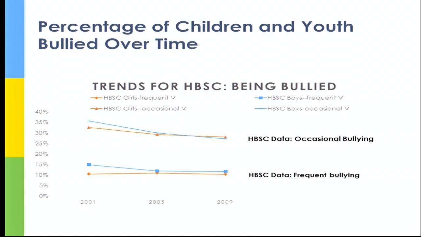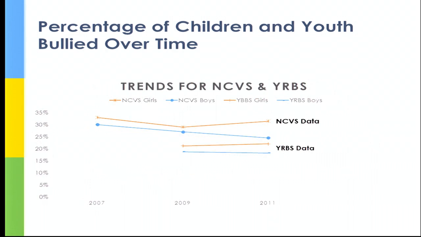direction. The lines on the bottom are frequent victimization, so kids who said they had been bullied 2 to 3 times a month or more often, and we see decreases for boys between 2001 and 2009, or mostly 2001 to 2005, but we don't see these decreases over time for girls. What about trends for the NCVS or the YRBS?